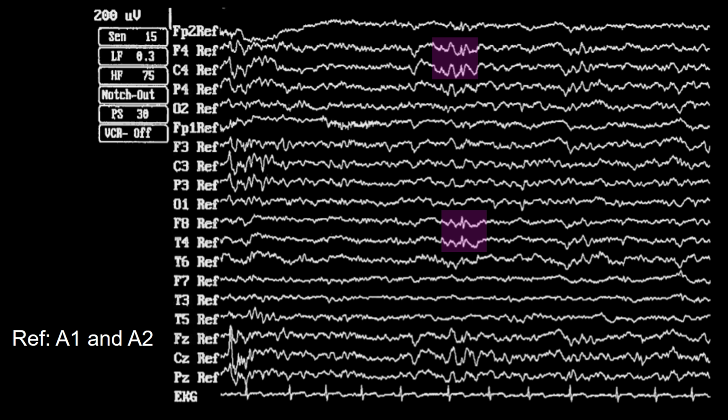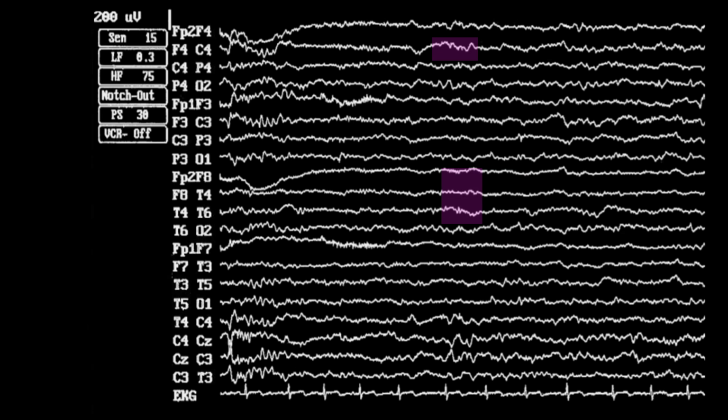The highlighted areas demonstrate a low voltage spike followed by a slow wave at F4, F8, C4, and T4 electrodes. The common reference in this case is A1 and A2 combined. Now, using electrodes at a shorter distance, the electrical event cannot be noticed.